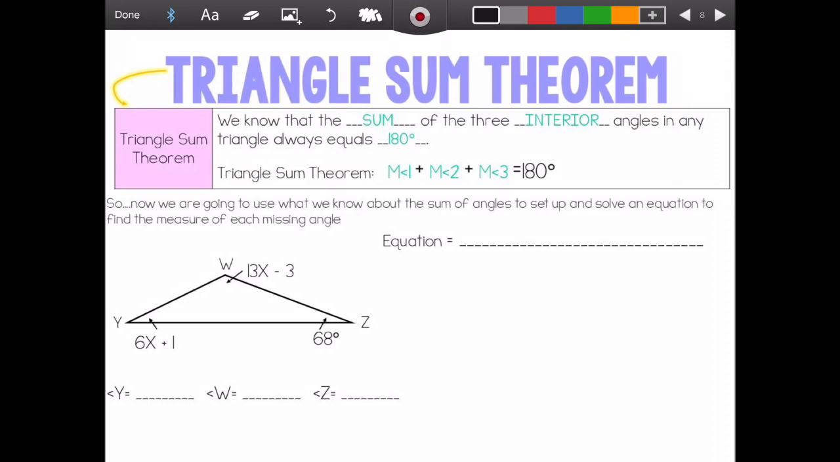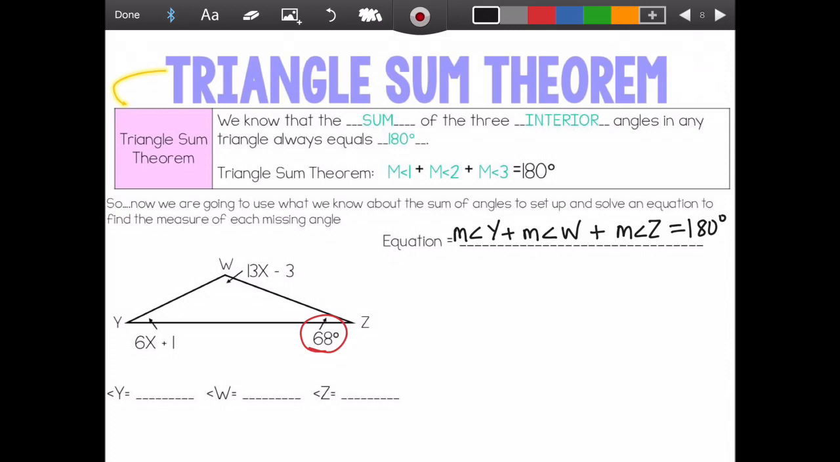This triangle WYX. Again, first things first, we need to write our equation. This actually gives us one of the interior angles, which is 68 degrees, so that's kind of nice. So our equation is going to be the measure of angle Y plus the measure of angle W plus the measure of angle Z has to equal 180 degrees.